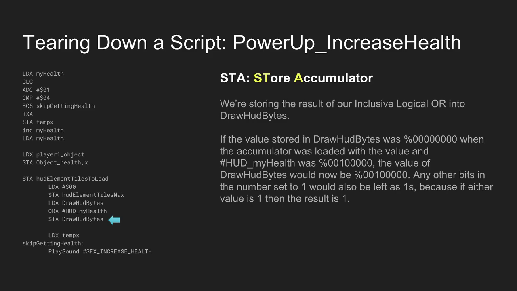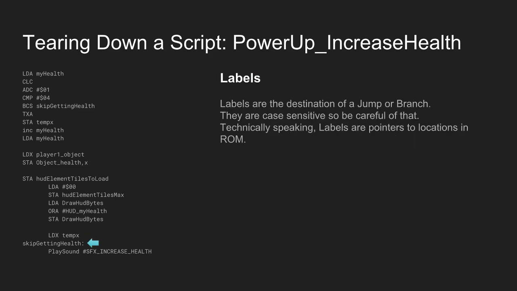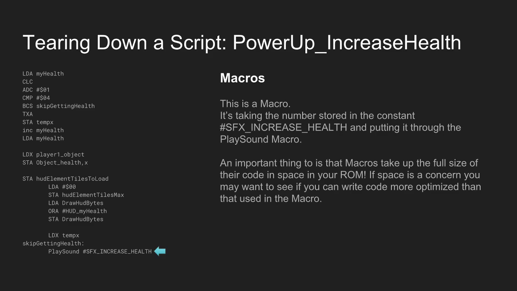Next, we store the result of that in the accumulator. We load the value that we stored in tempx into the X register with LDX, load into X. Next is the skip getting health label, which is where the BCS statement above would jump to. And then last, we use a macro to play a sound effect.